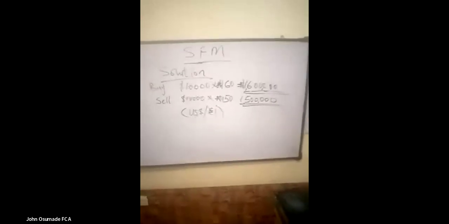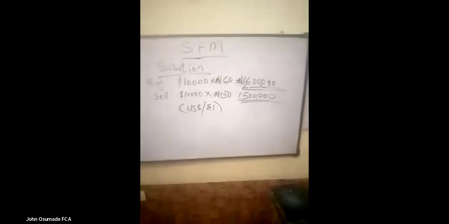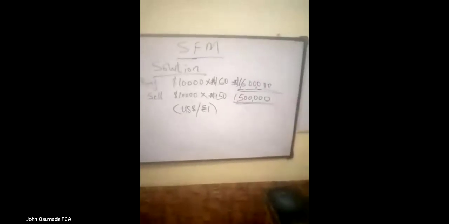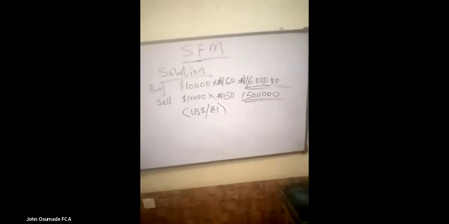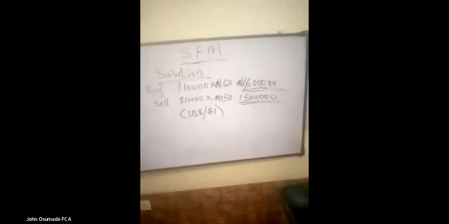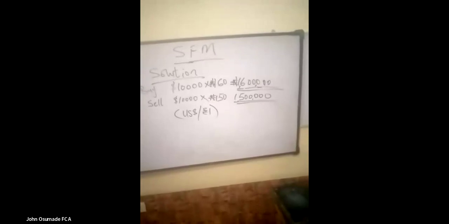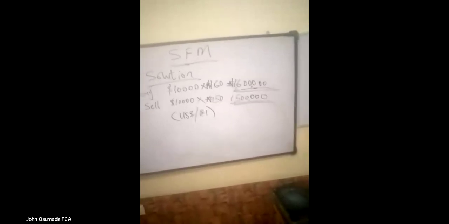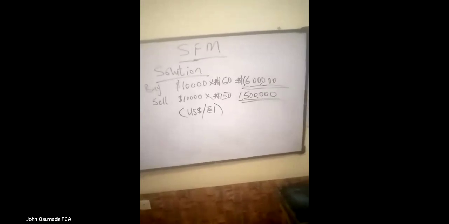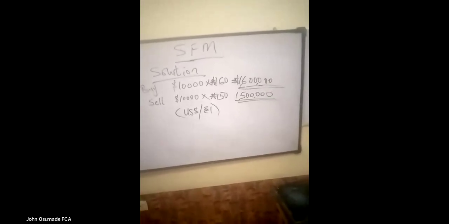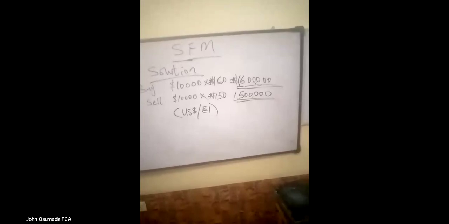So what it means is, let's look at the board. We will notice that the company will be buying from the bank at 160 Naira times $10,000, and that will give us 1.6 million.